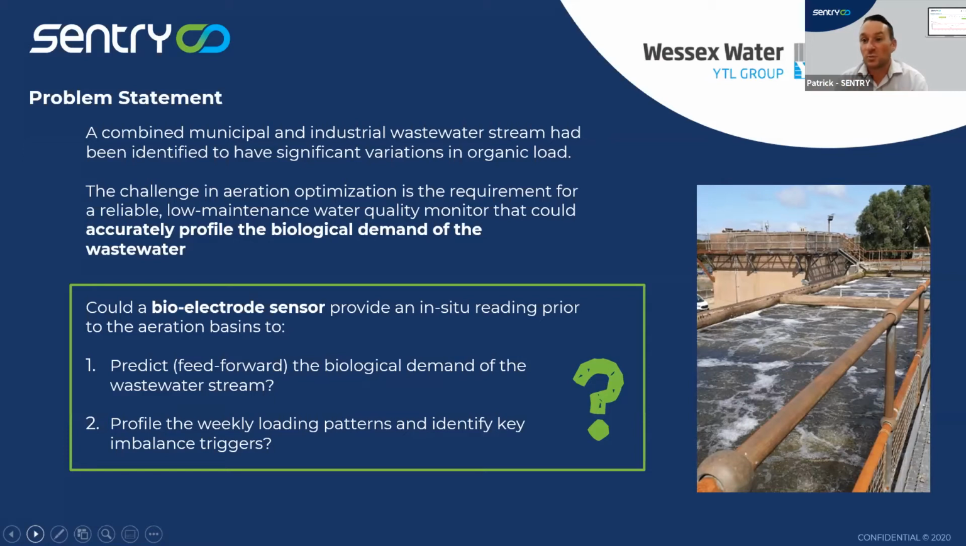So the question we wanted to test with Ivor was, could the SENTRY platform, could a bioelectrode sensor, provide an in situ reading before the aeration basins that could provide a feed forward signal to those aeration basins to tell them when to expect additional BOD or additional demand on the biology? And as a secondary goal, can we profile for Ivor what's coming into this plant? What are the actual triggers? Can we put some data and metrics behind what's coming in and how it's impacting the process?